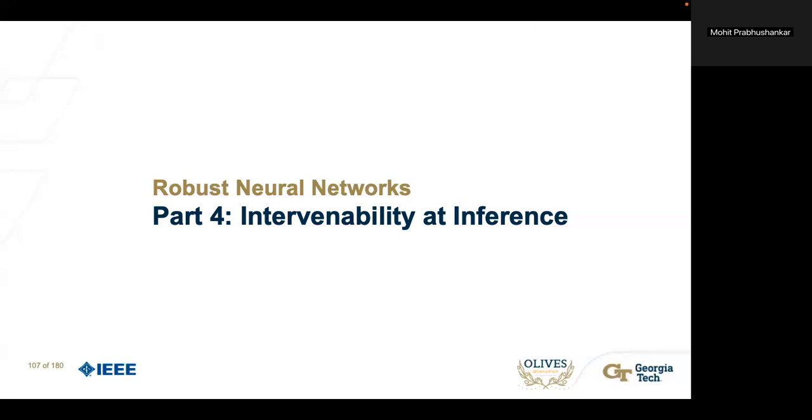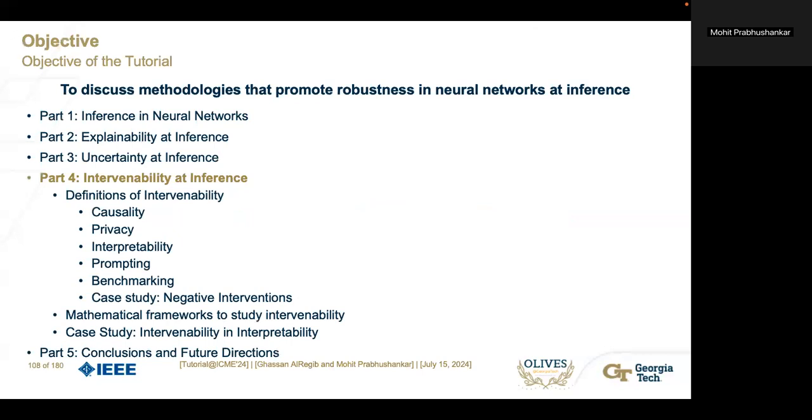So there's going to be a lot of talk about prompting and how we use it in this particular setting. But to make sure that we are not moving too far away from what we talked about till now, the case study we look at is more related to two things, which is explainability and uncertainty, and how we can use explainability as an application and uncertainty as a mathematical framework in order to analyze intervenability. In fact, the first part of intervenability is just going to be about definitions.